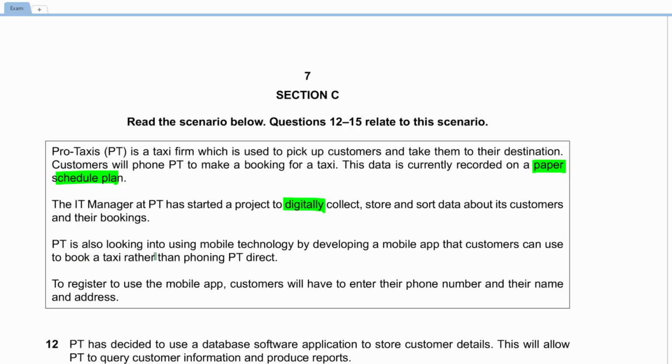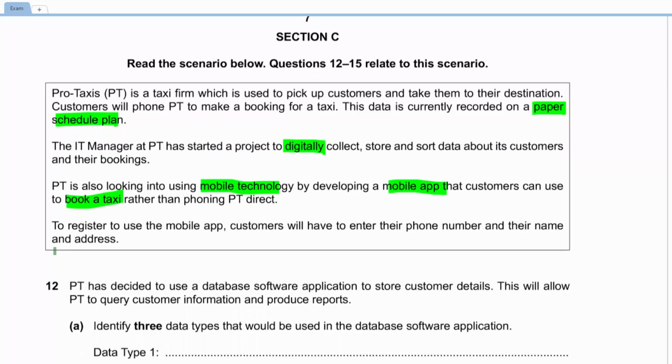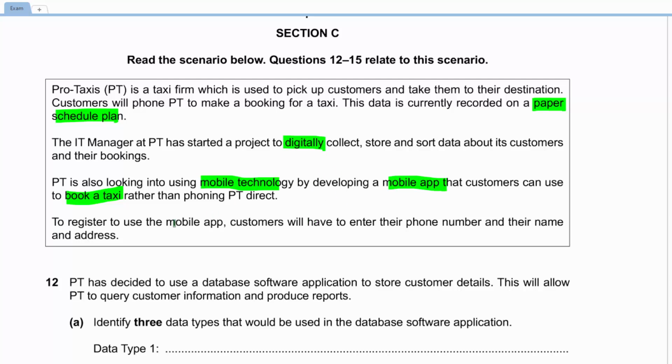So PT is also looking into using mobile technology by developing a mobile app for customers to book a taxi rather than phoning PT direct. So I'm sure you've used or are aware of companies like Uber who have apps for booking taxis, like this one they're developing. So to register to use the mobile app, customers will have to enter their phone number and their name and address. So the kind of types of data here, we have a phone number and their name and address.